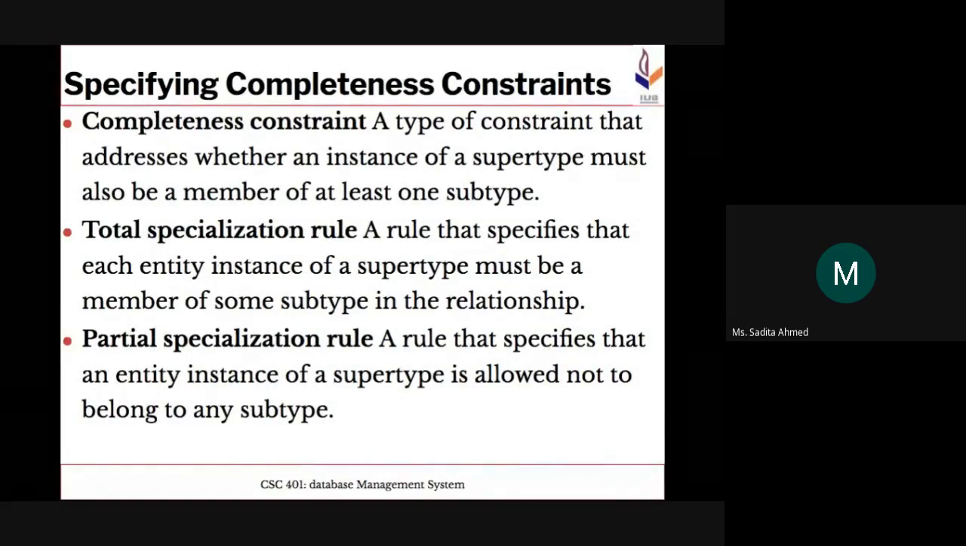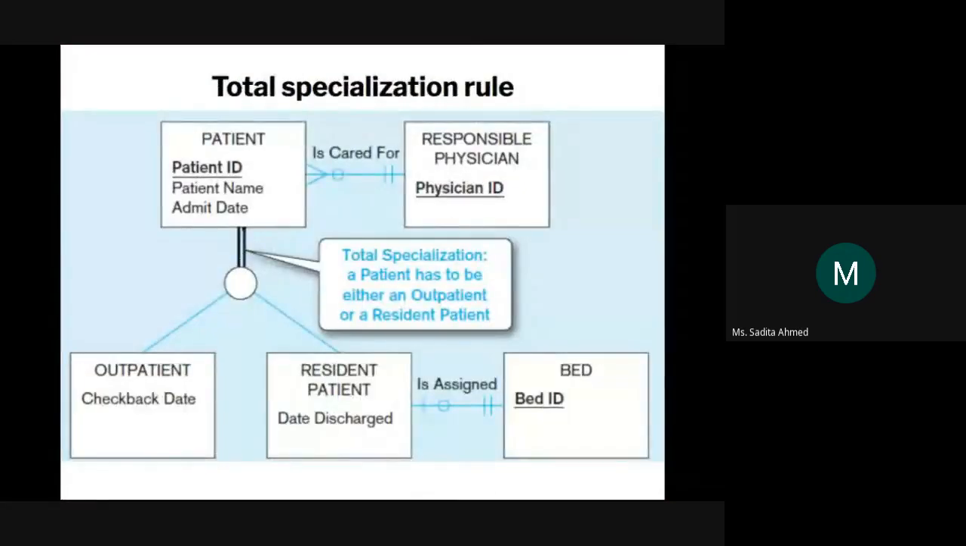So what is the total specialization rule and what is the partial specialization rule? The total specialization rule specifies that an instance of the supertype must belong to at least one of the subtypes. That is, an instance cannot exist without either being an outpatient or a resident patient. Here, a patient instance cannot exist without being either an outpatient or a resident patient.